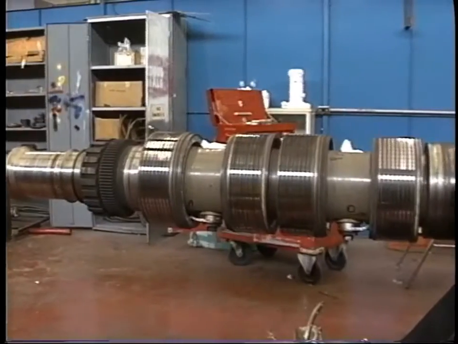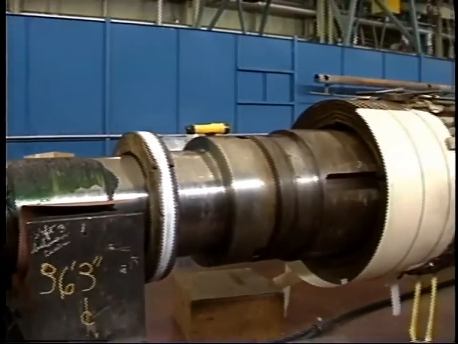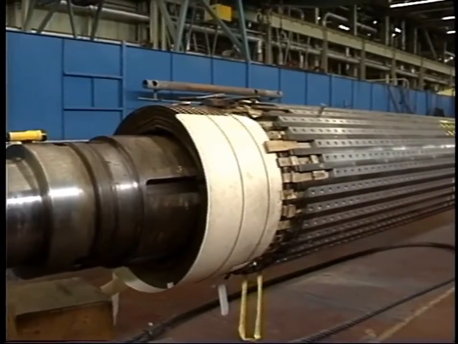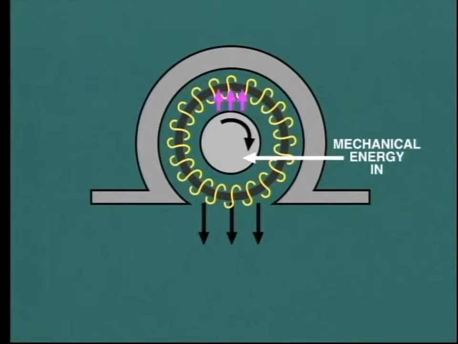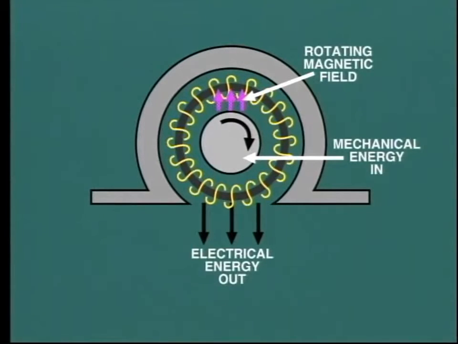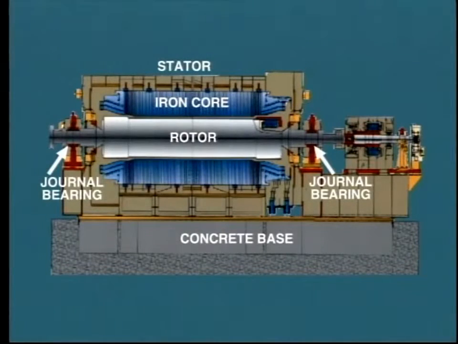The function of the rotor is to provide a rotating magnetic field. The rotor is coupled to the turbine and thereby receives all of the mechanical energy produced. This mechanical energy is then transferred across the rotating magnetic field to the stator windings, where it is converted into electrical energy. The rotor is supported at each end by journal bearings. These must be very accurately aligned to maintain the same precise clearance between rotor and stator all the way along the length of the rotor.